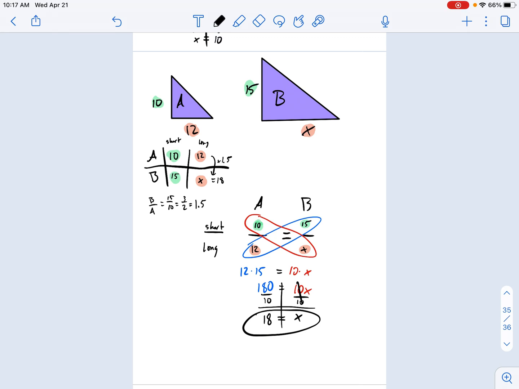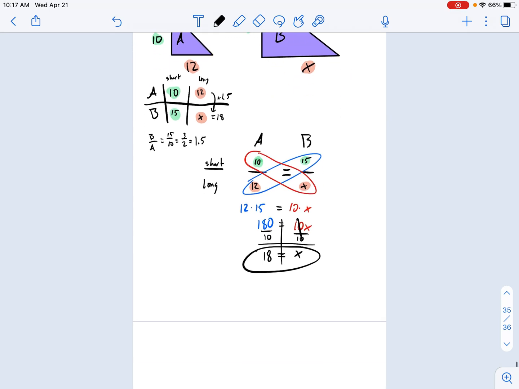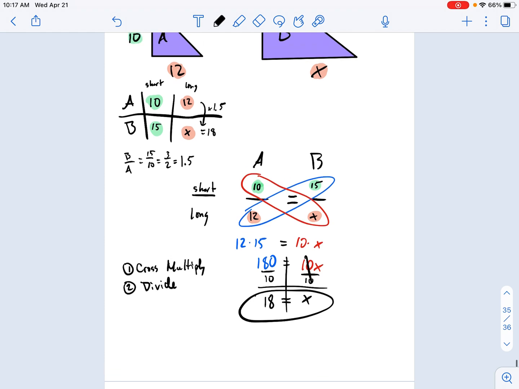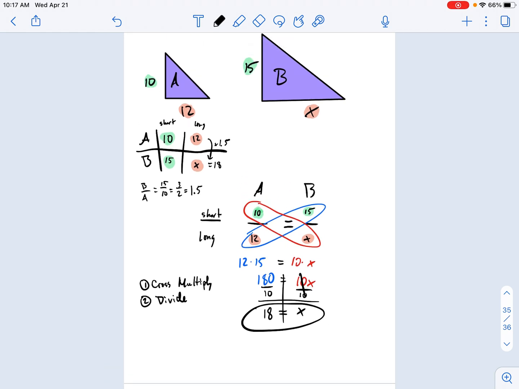So remember what we're doing is we're multiplying diagonals and then dividing. So the way I learned this, you can write this down. Your first step is to cross multiply, and second step is divide. Cross multiply, divide. And if you want to know the reason why it works, it has to do with algebra.